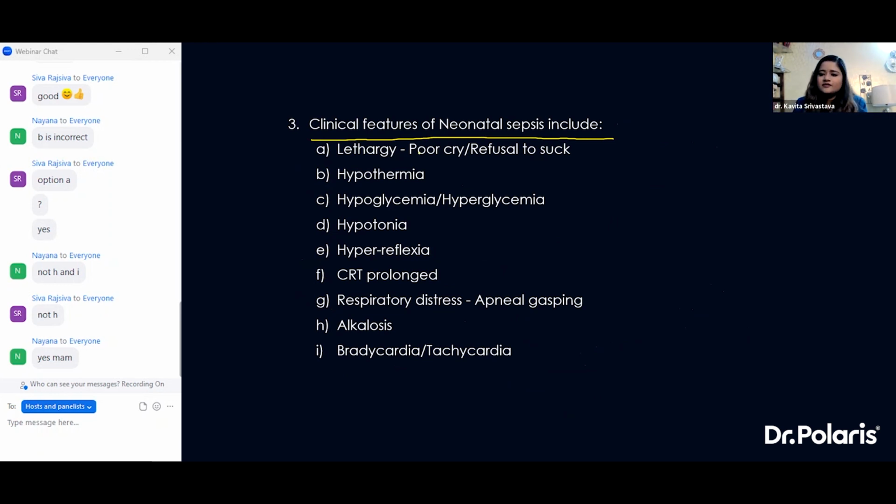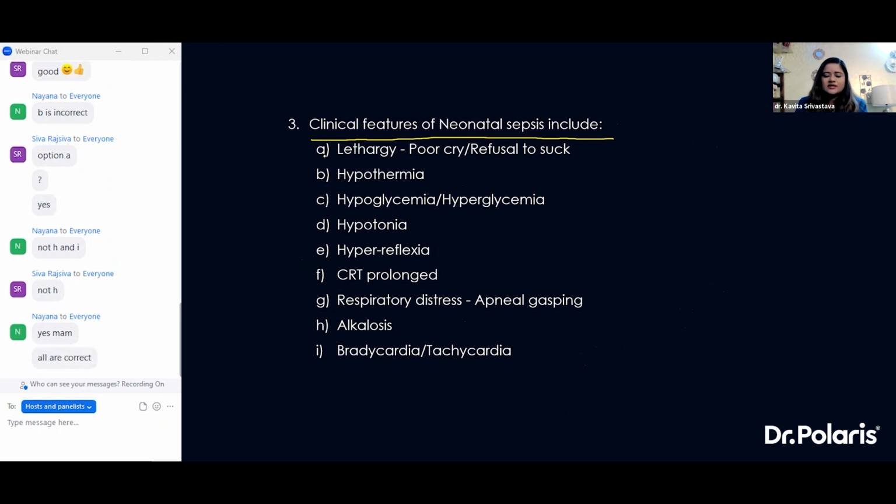So, important clinical features of neonatal sepsis. If the baby develops these, all of them are correct. Any of the features which is not correct related to sepsis? Sepsis basically means the baby has become lethargic.